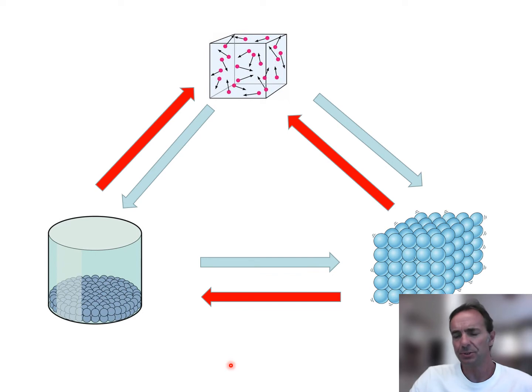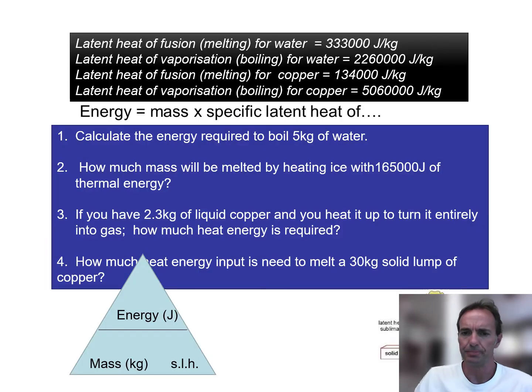And then just to get a little visual into your head there, these things are all interchangeable, of course. You can go directly from solids to gases, called sublimation and deposition, but very rarely used in A level, and we don't have the specific latent heat for that particular part of it. So don't worry about that. We just deal with vaporization and fusion.